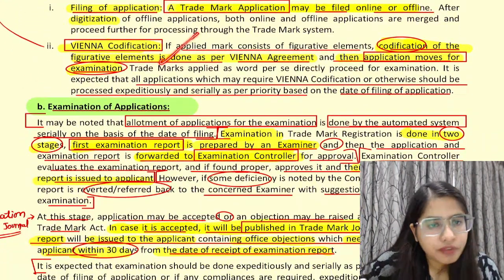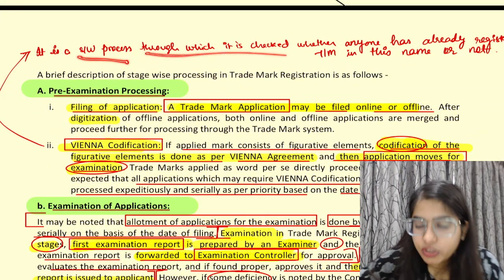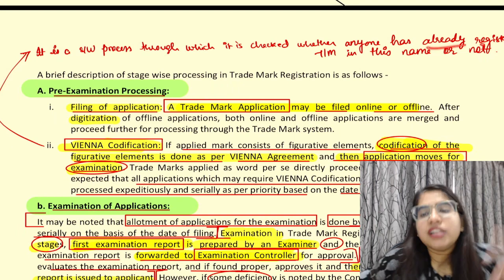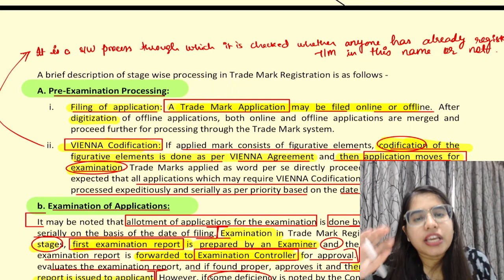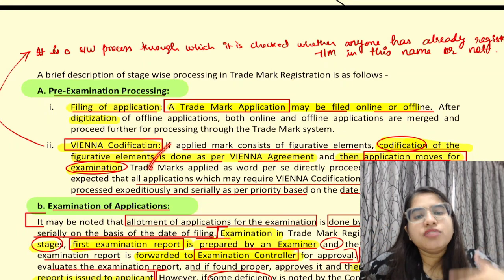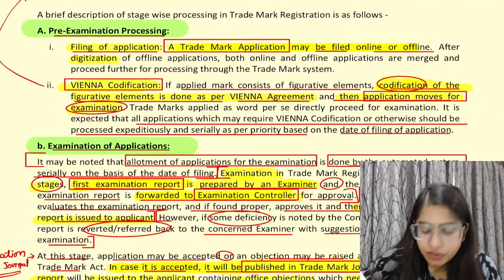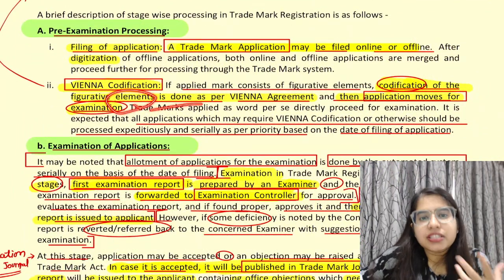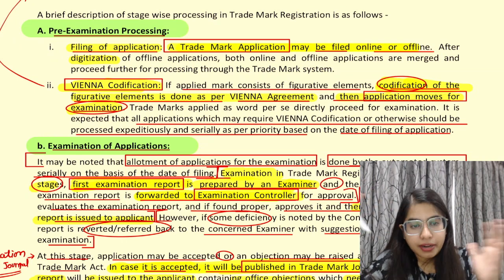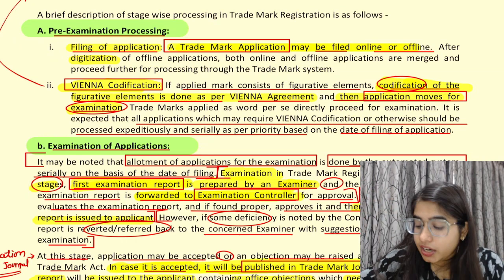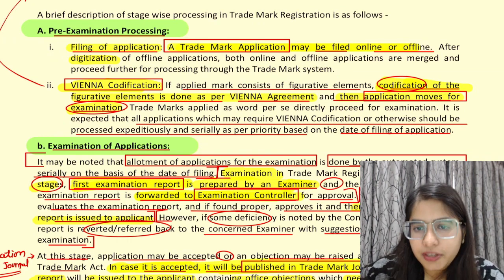After that, Vienna codification is done. I have already told you Vienna codification is a software process through which we preliminarily check whether anyone else has already registered this trademark or not. We just check whether this name is taken or not through software, and that is known as Vienna codification. Vienna codification means codification of the figurative elements is done as per the Vienna Agreement, an international agreement. The name of the Vienna Agreement came even in the first intellectual property chapter. Are we clear with this?